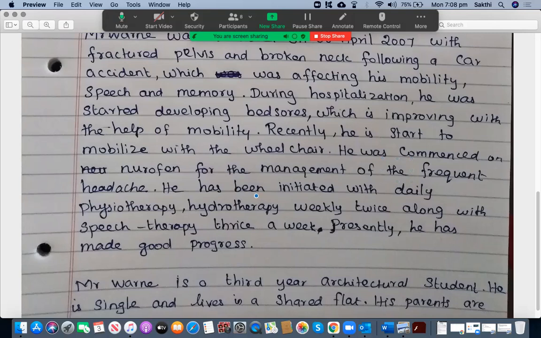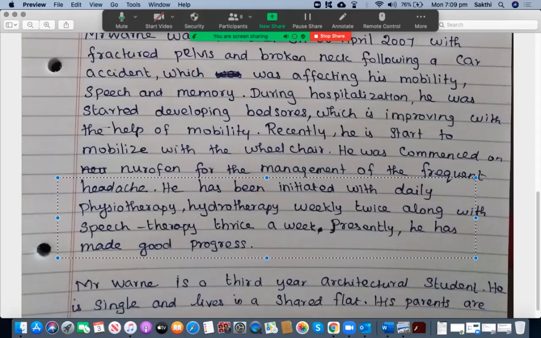"He has been initiated with the daily physiotherapy, hydrotherapy weekly twice, along with the speech therapy thrice a week." Is it a full stop or a comma? Full stop. Instead of writing "he has been initiated," you could have mentioned physiotherapy, hydrotherapy, and speech therapy. You could have mentioned those things, like daily physiotherapy and hydrotherapy weekly twice or once daily, along with the speech therapy.